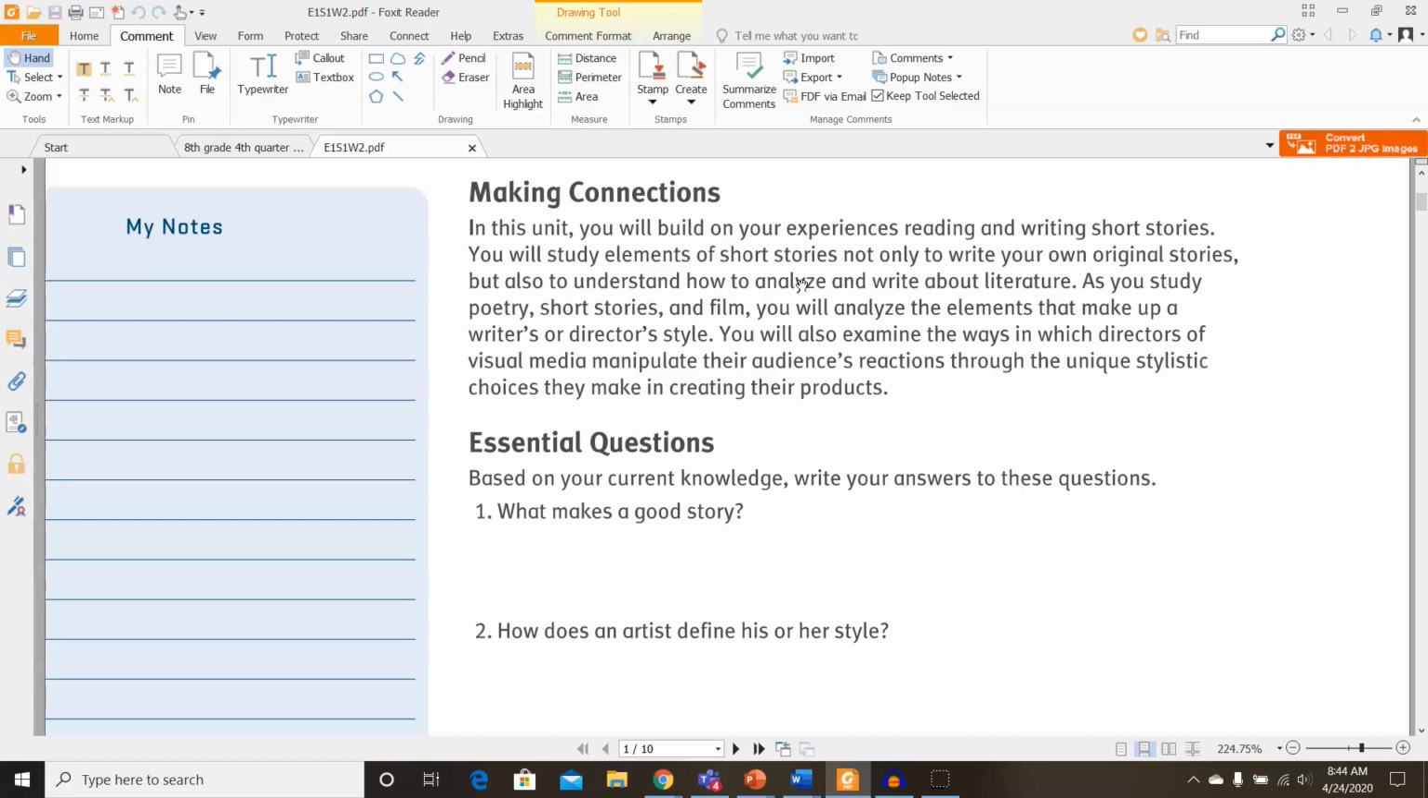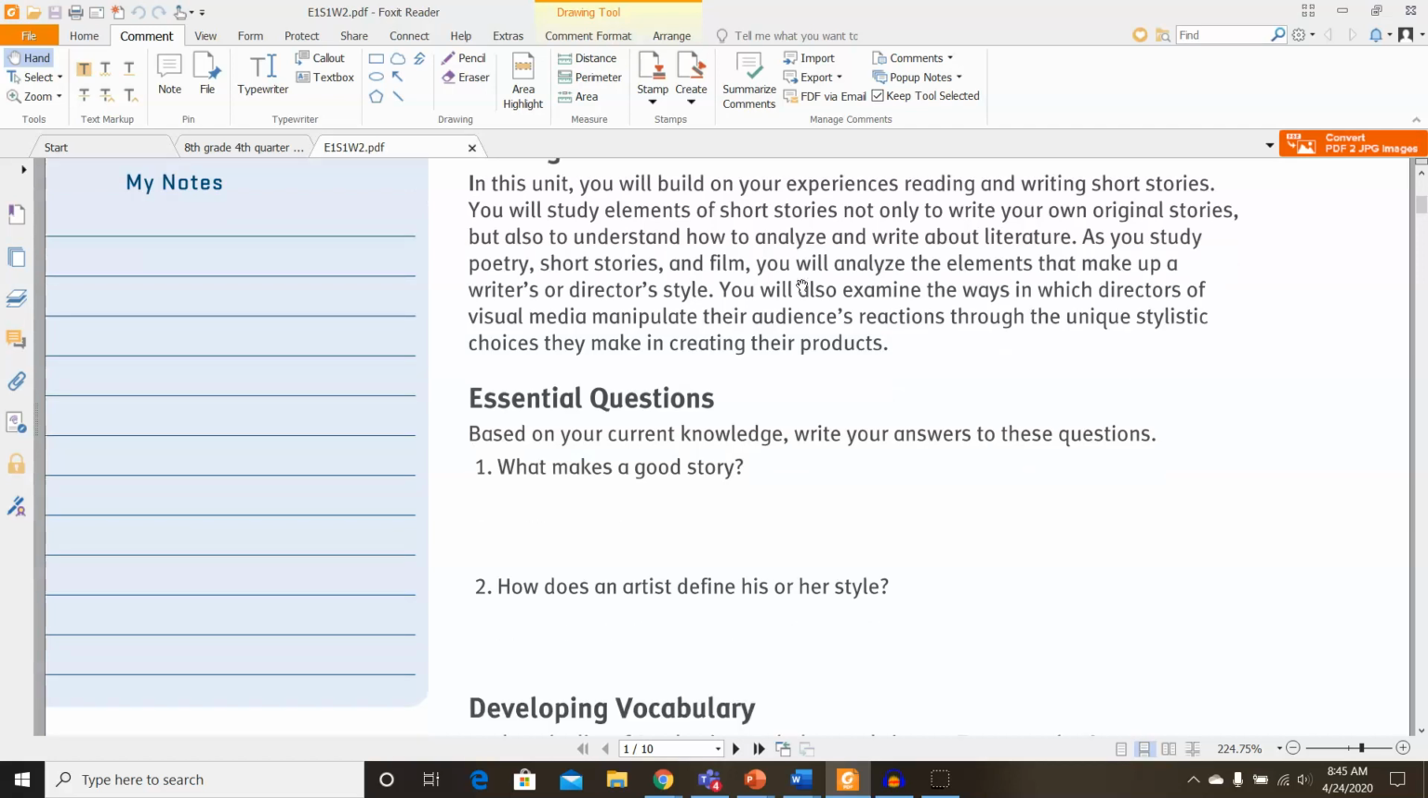In this unit, you will build on your experiences reading and writing short stories. You will study elements of short stories, not only to write your own original stories, but also to understand how to analyze and write about literature. As you study poetry, short stories, and film, you will analyze the elements that make up a writer's or director's style. You will also examine the ways in which directors of visual media manipulate their audience's reaction through the unique stylistic choices they make in creating their products.